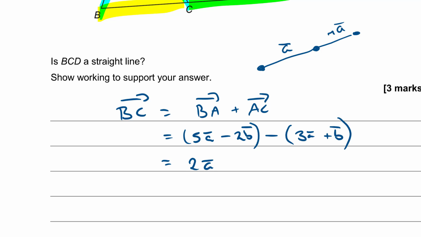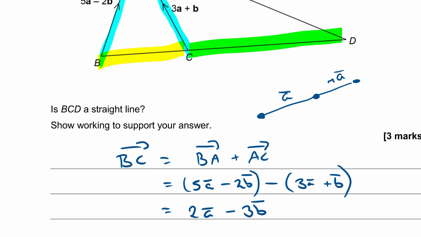And I've got negative 2B subtract B. So negative 2B take away another B is negative 3B. Just take care with minus signs and brackets. So that gives me 2A minus 3B for B to C.